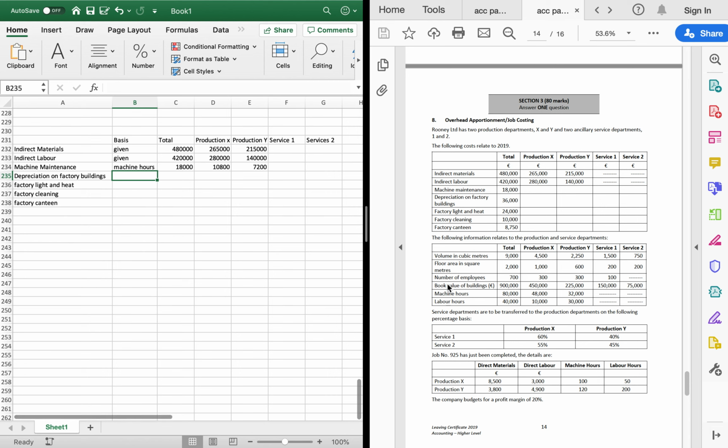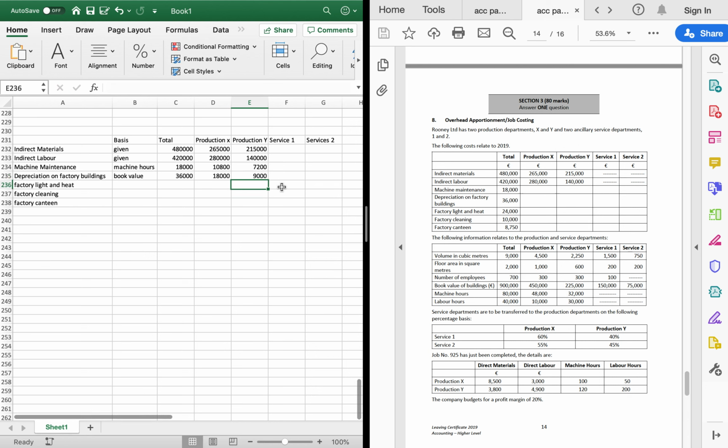The depreciation in factory buildings. So which one best suits it? Well, the book value of the buildings is the one that most suits that. So you've got your 36,000. You're going to split that up by the book value of the building. So the book value is 900,000. So we're going to divide 36,000 by 900,000, and we're going to multiply our answer by 450. So in effect, half of the building is in production X. We take our 36,000 for Y, divide by the 900,000 again, and multiply by 225.